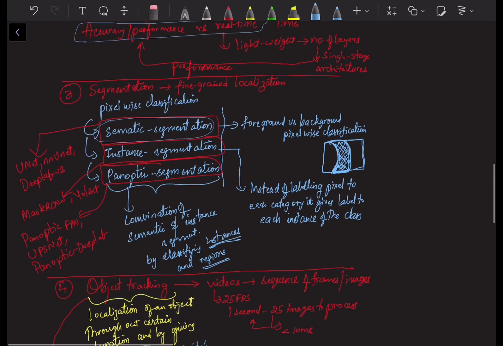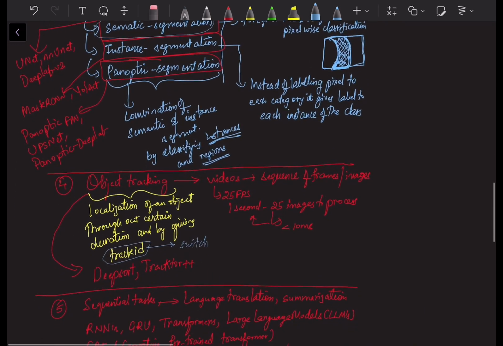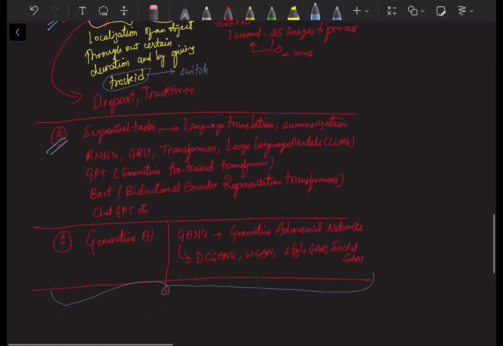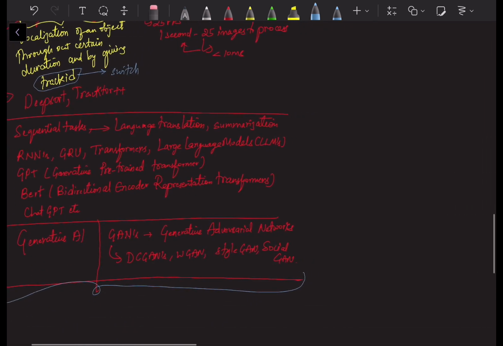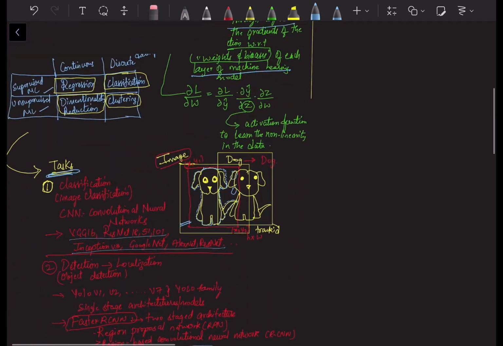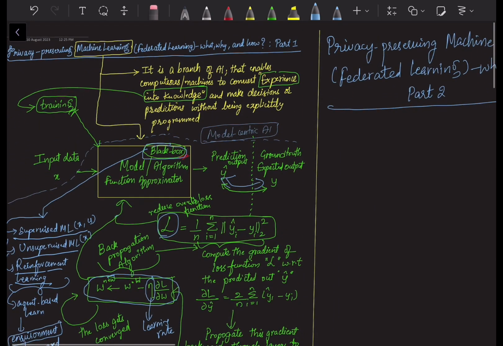Then we moved on to segmentation, then object tracking, sequential tasks, generative AI. And then I concluded part one saying this all comes under something called model centric AI, where the aim is to develop a more accurate model than the state of the art models, than the previous models, on publicly available data sets.